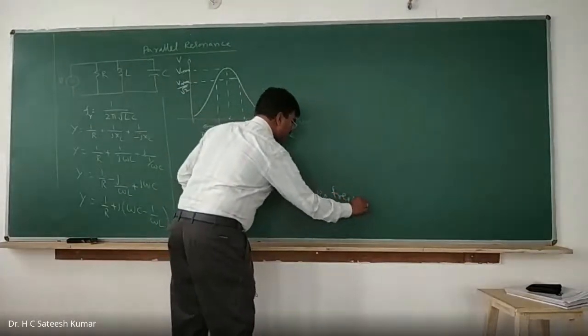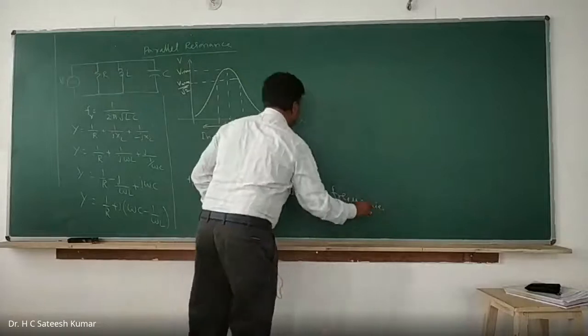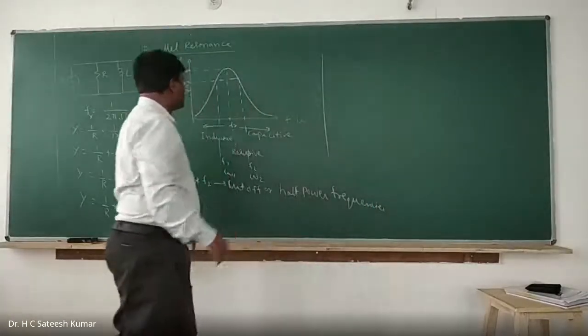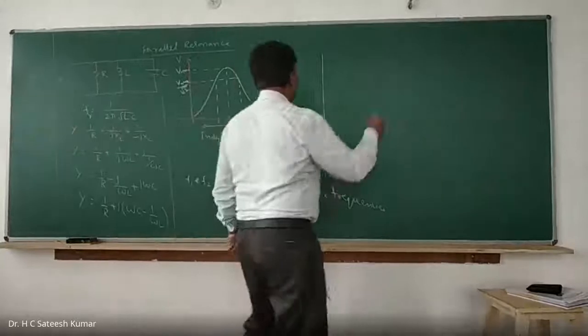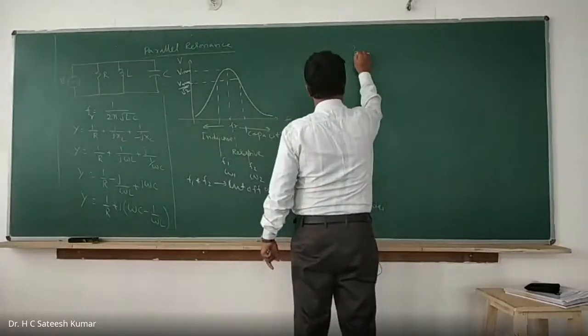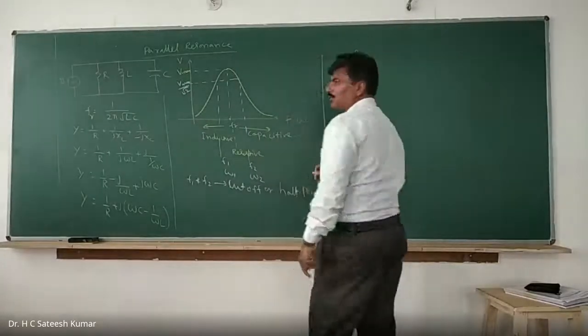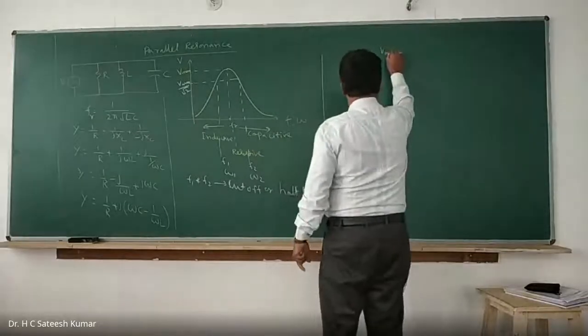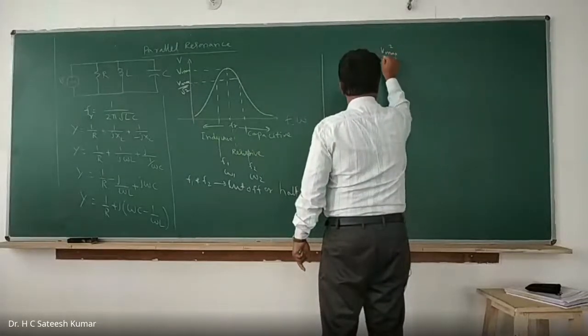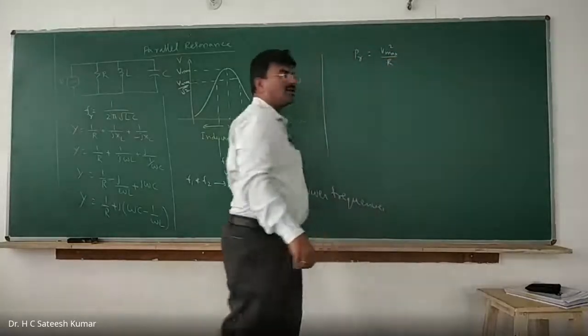And the reason, once again, why we call it half power frequency, let us check it out. What is the power? Power at resonance, P_R, is equal to what? V max squared divided by R. V squared by R, we said.